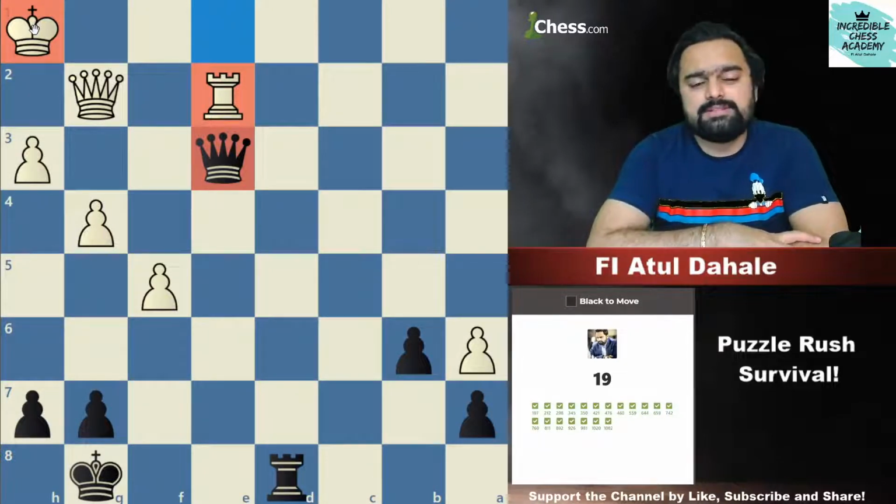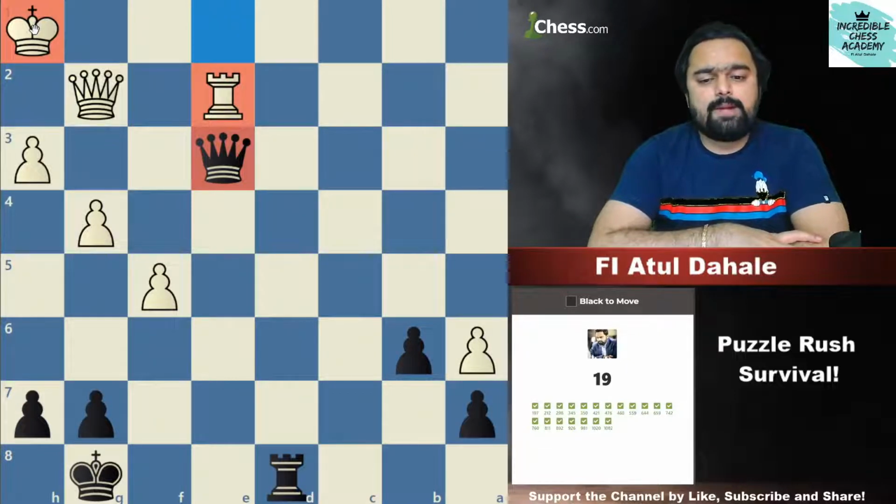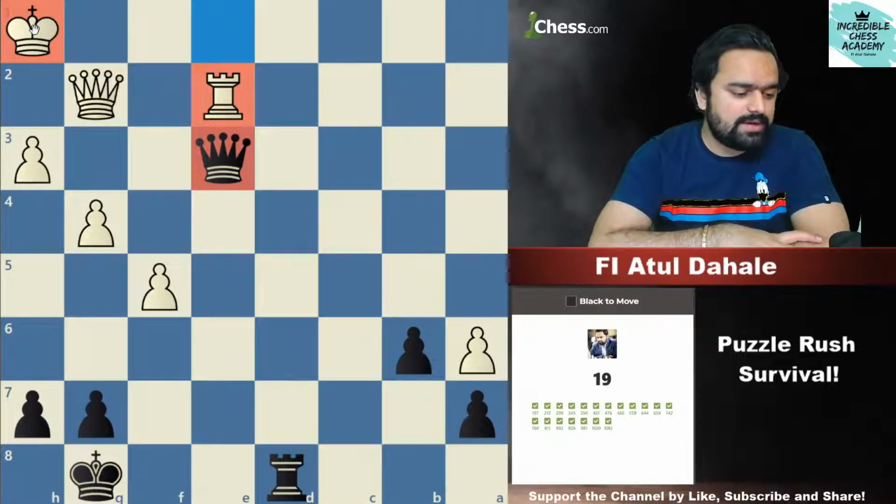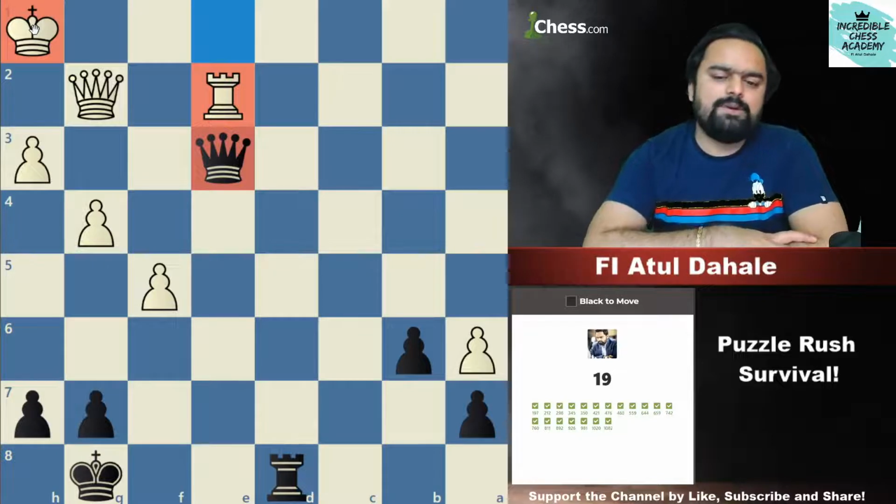I have already solved this thing in my mind. So while talking to you, I think you can also solve this one. Rook d1. Yes, Mukund, can you please tell me what will you play after that also?